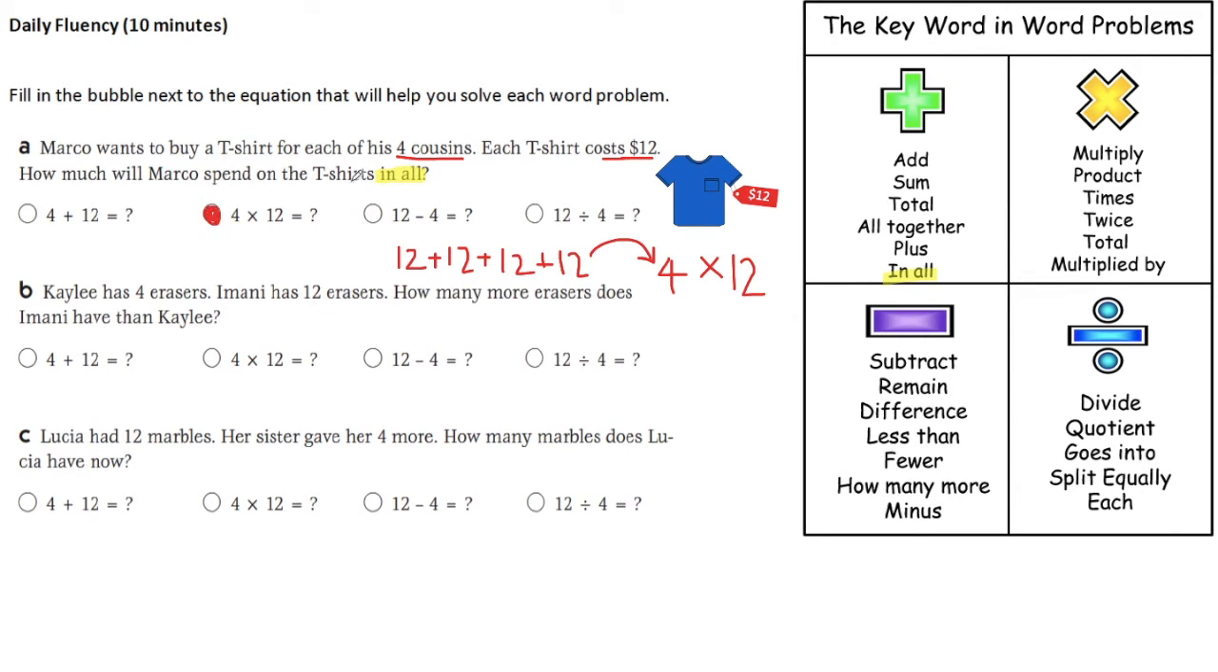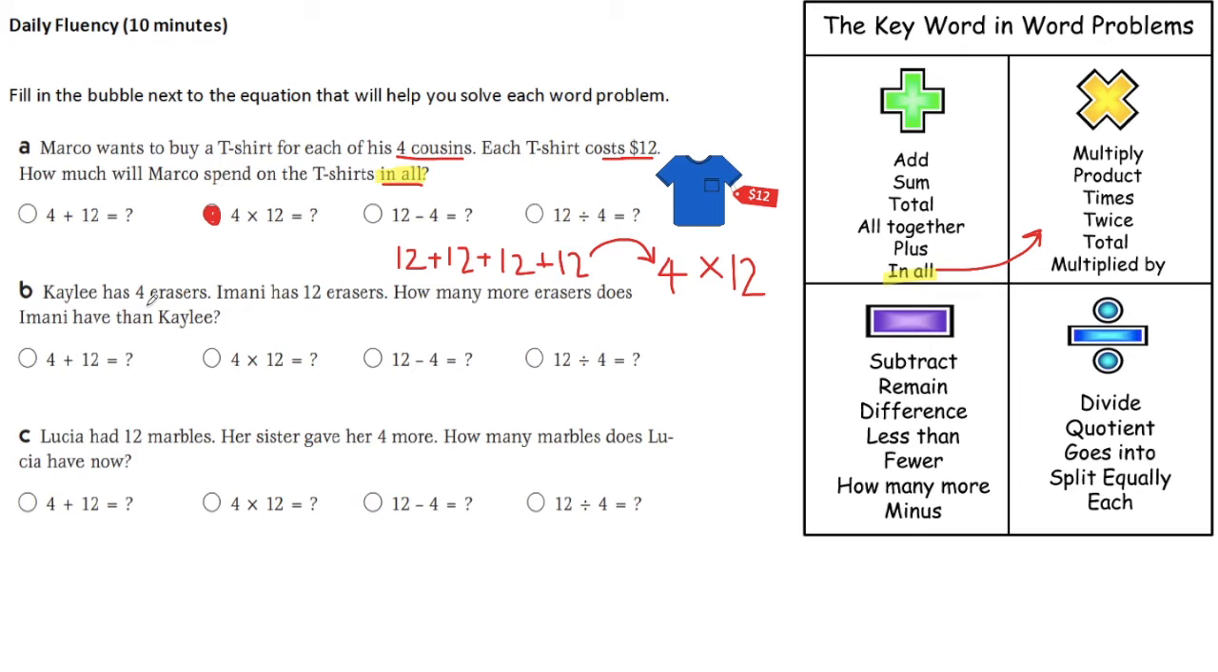So sometimes in all is a keyword for addition. Sometimes it's a keyword for multiplication because my repeated addition and multiplication go together. All right, let's take a look at our next problem.